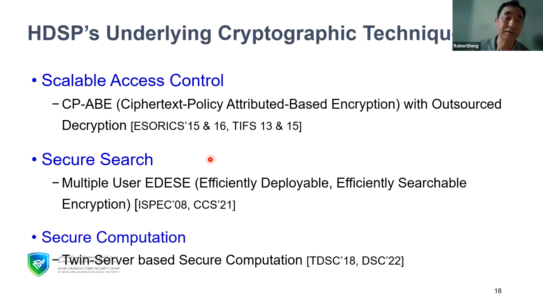So we have the operation has been tested by quite a number of organizations. Under the hood of HDSP, we use the following cryptographic techniques. The first technique we used for scalable access control is ciphertext-policy attribute-based encryption with outsourced decryption, okay, with outsourced secure search and secure computation.